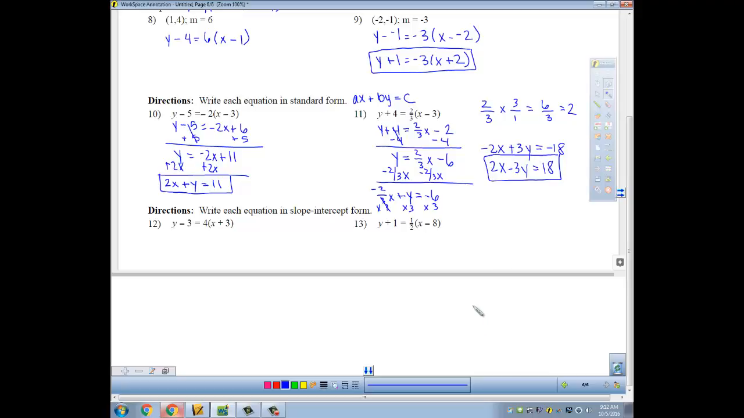Number 12, we want each equation in slope-intercept form, so we just need to simplify a little bit. So we get 4x plus 12 on the right, add 3 to both sides to get y equals 4x plus 15. Okay, number 13, y plus 1 equals 1/2 x. 1/2 times negative 8 is negative 4. Again, if you need to work that out, it's just 1/2 times 8 over 1, which is 8 over 2, which is 4. Subtract 1 from both sides. y equals 1/2 x minus 5.